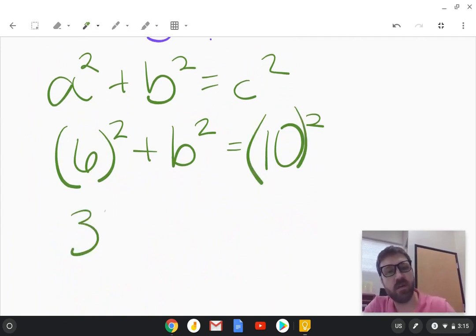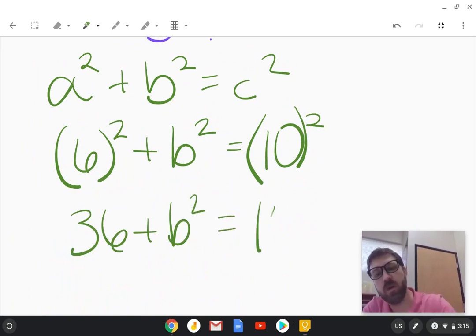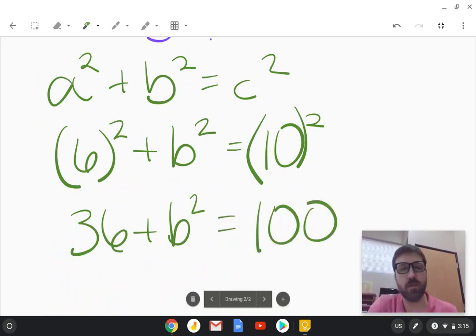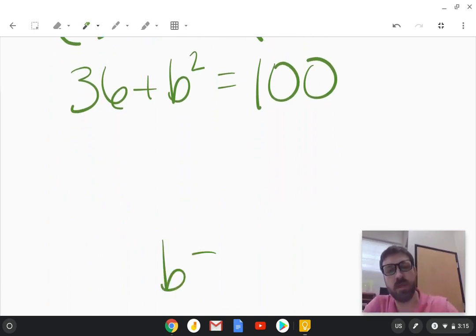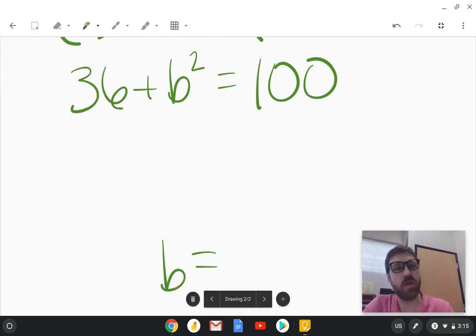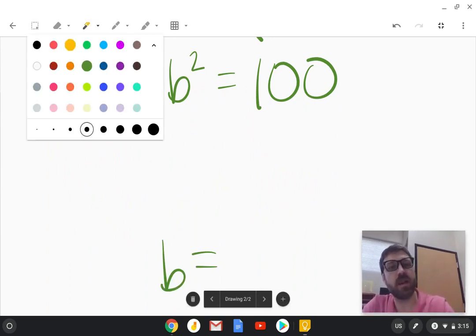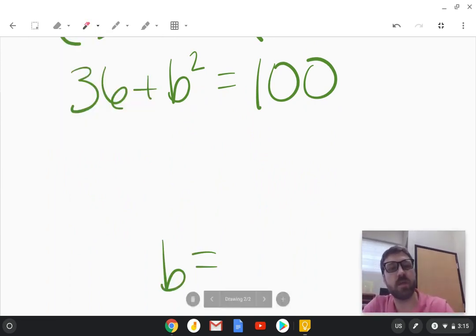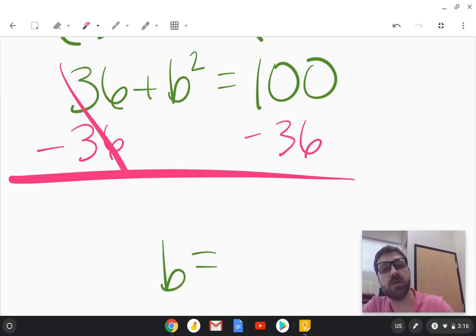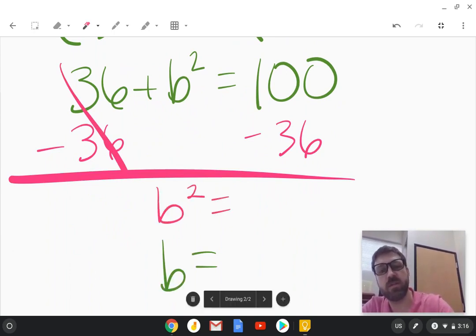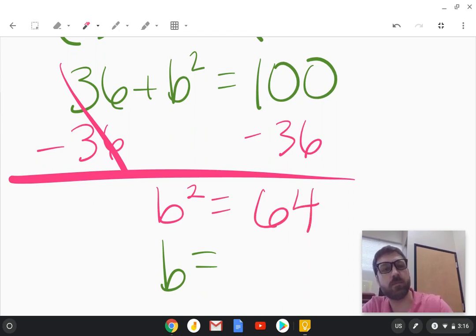6 squared is 36 plus B squared equals 100, which is 10 times 10, or 10 squared. So now we have this equation, and we still want to find out what B equals. In order to do that, we need to get B by itself, kind of like C was in the other types of problems that we've been doing. So we're actually going to move the 36 across using algebra. Hopefully that doesn't look too weird to you. And we're going to be left with B squared equals 100 minus 36, which is 64.